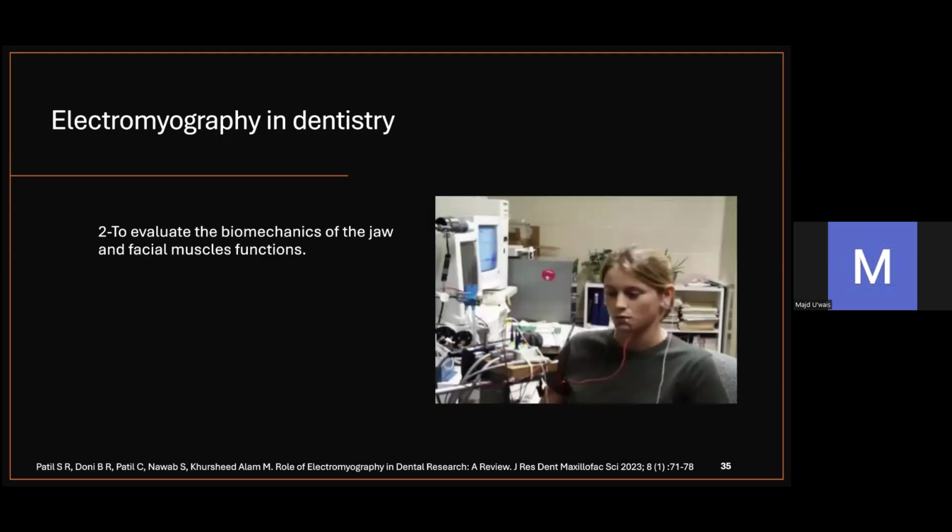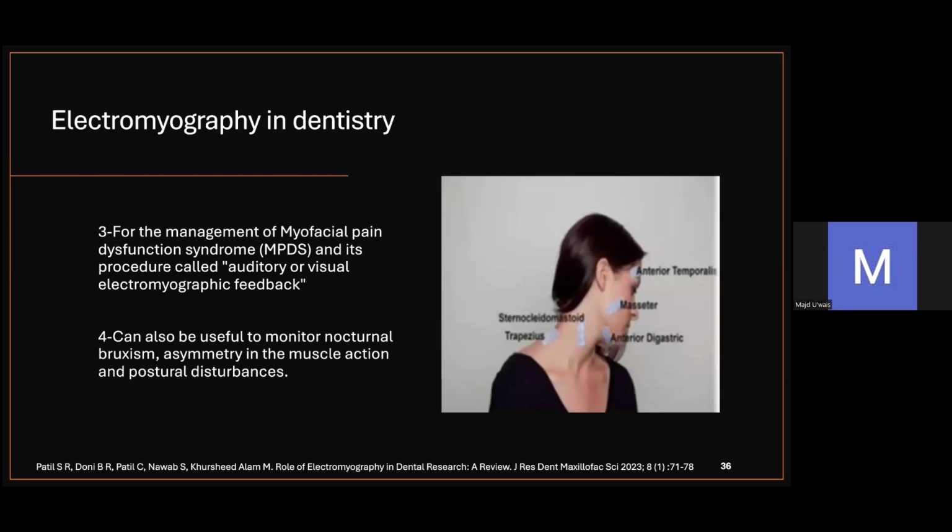Second, to evaluate the biomechanics of the jaw and facial muscle functions. Also for the management of myofascial pain dysfunction syndrome, in a procedure called auditory or visual electromyographic feedback. Additional uses, for example, to monitor bruxism, asymmetry in muscle action, and postural disturbances.